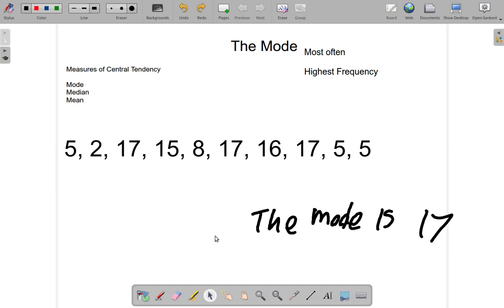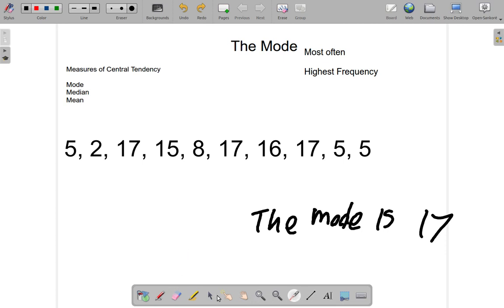5. What is the mode? Let's see. I see 5, 1, 2, 3 5s. 17, I see 1, 2, 3 17s. I see 2 once, 15 only 1, 8. Alright, we have a little situation here. We have 17 3 times, and we have 5 3 times. Okay, in this case, you see that you can have more than one mode.